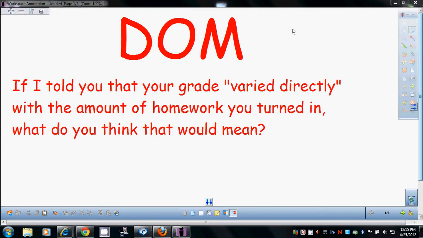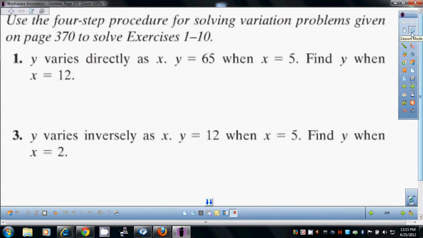Here's everything you need to know about today. When you see the word directly, you're going to be multiplying. When you see the word inversely, you're going to be dividing. That being said, let's jump into our only set of problems, but I had to break it down into a few slides because they're so big.